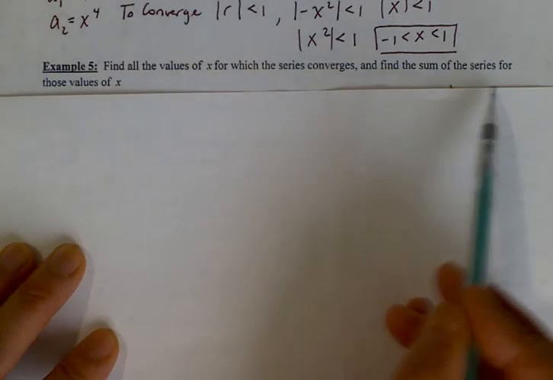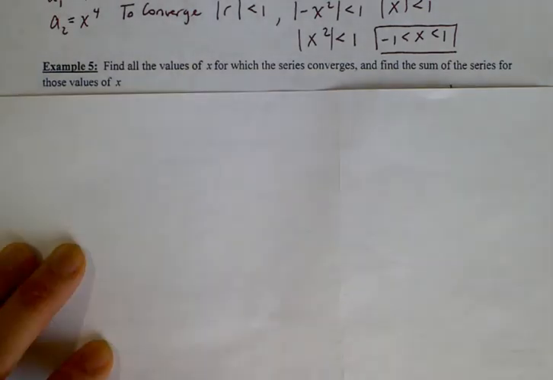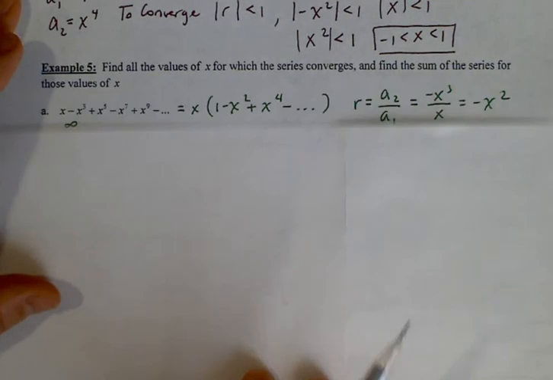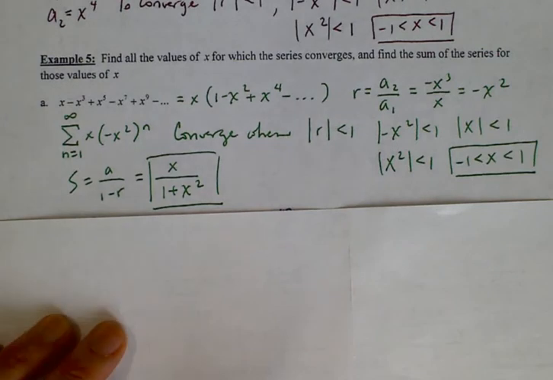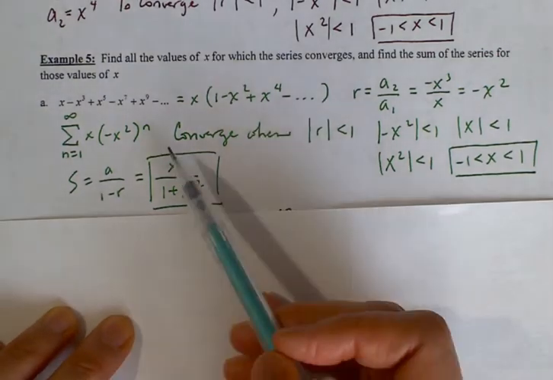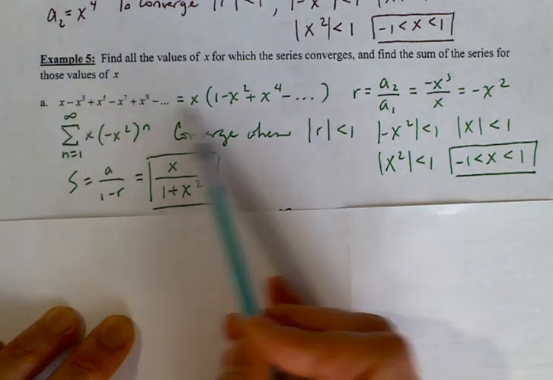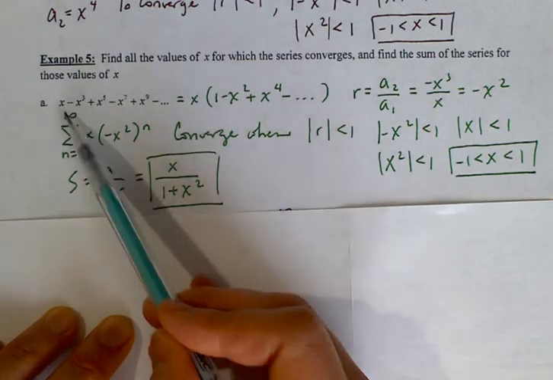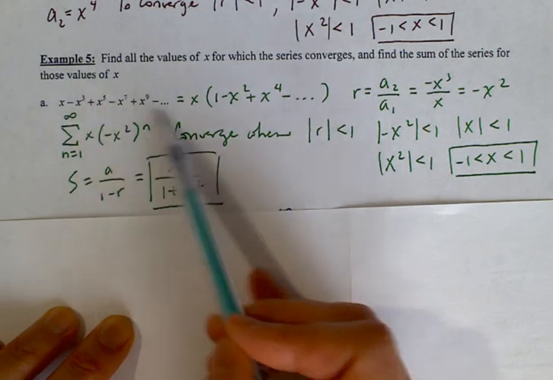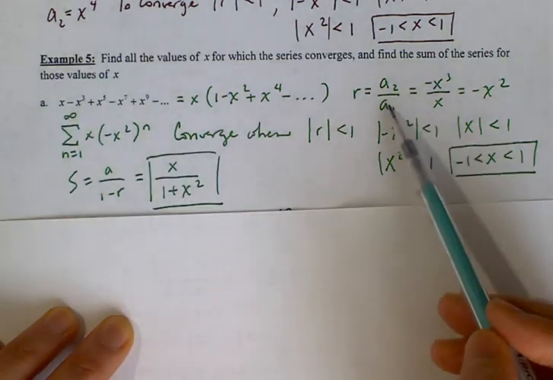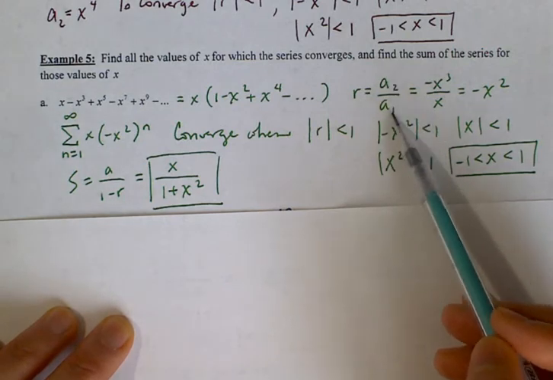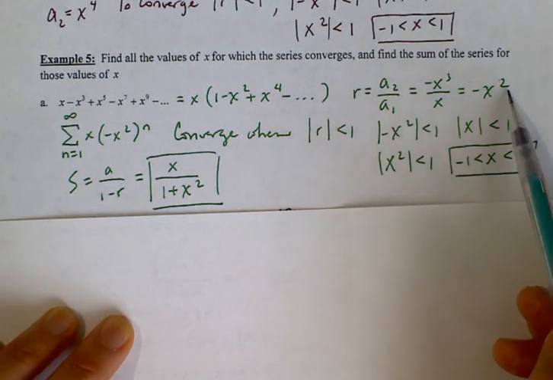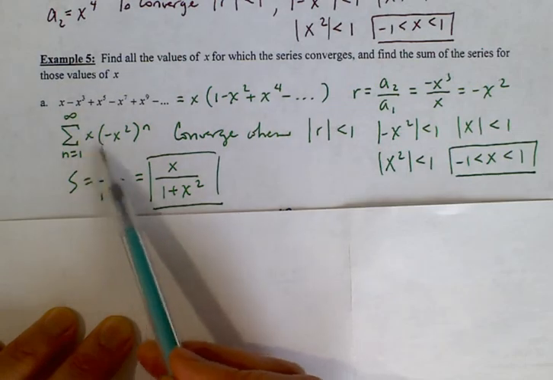Okay, for example 5, it says find all the values of x for which the series converges, and then you want to find the sum of the series for those x values. All right, so for this one, I wrote it out that these are all geometric series. The first thing is I want to write it so that I factored out an x for the first one. So you have x minus x cubed plus x to the fifth, so they all have x's with them. To calculate my common ratio, I take my second term divided by my first term. So my common ratio is a negative x squared.